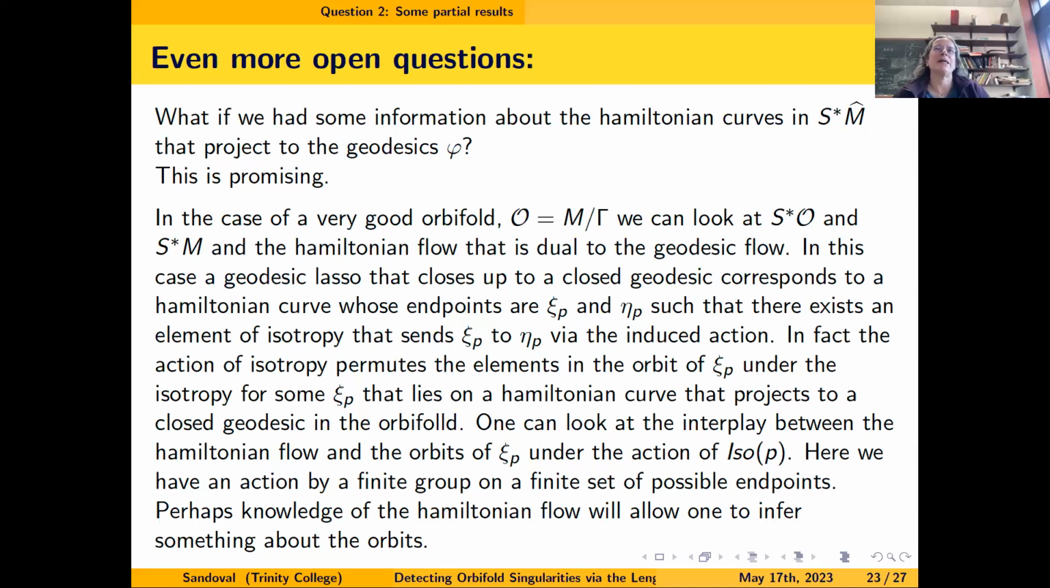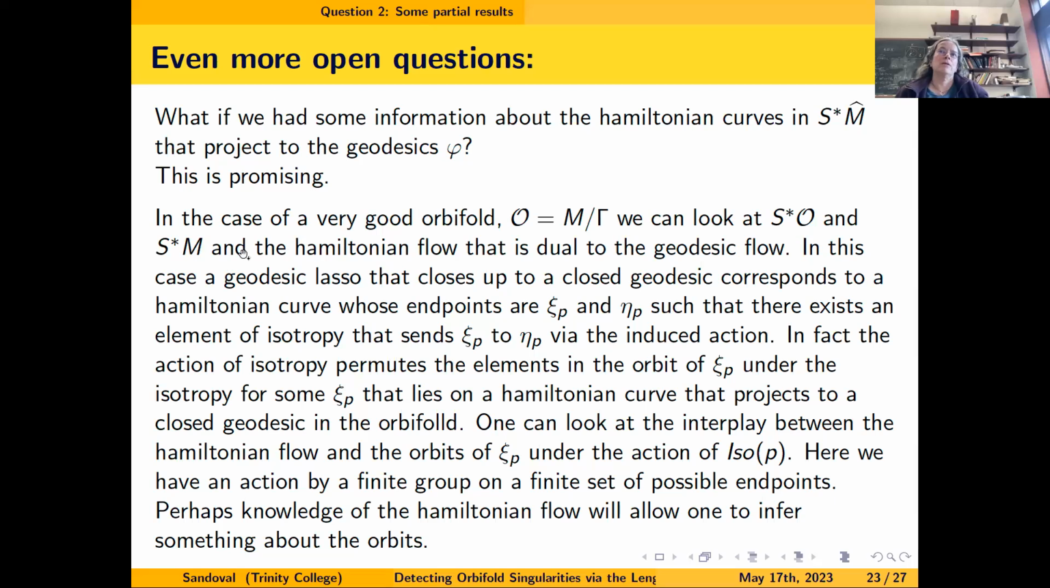But let's go back to the case where we have a very good orbifold. There we can look at the cosphere bundle, which is a natural place to look at the dynamics of the geodesic flow. You can either look at the sphere bundle or the cosphere bundle, and for various reasons, I prefer the cosphere bundle. So in each case, you can look at these for the orbifold and the covering manifold in the very good orbifold case.